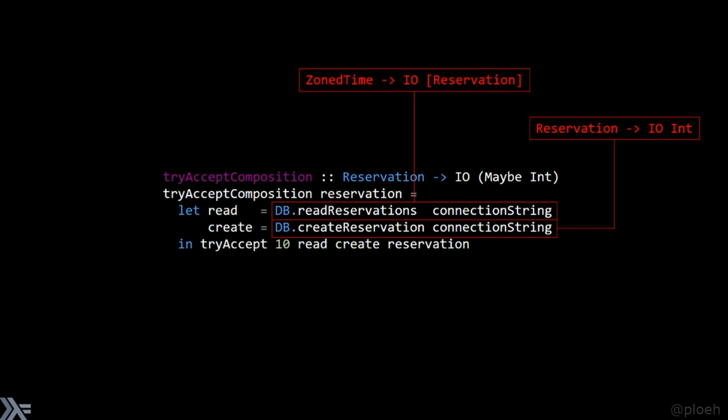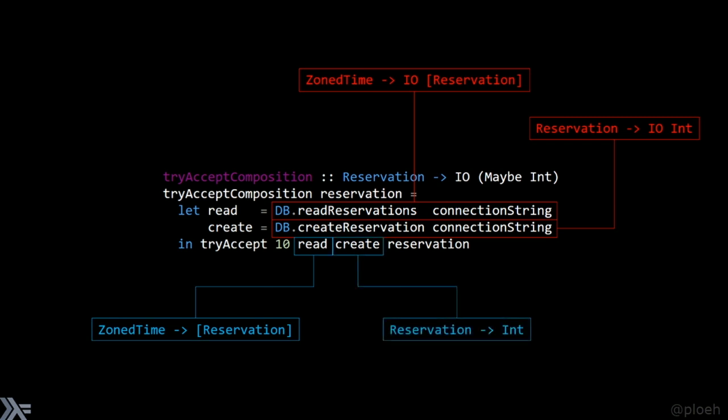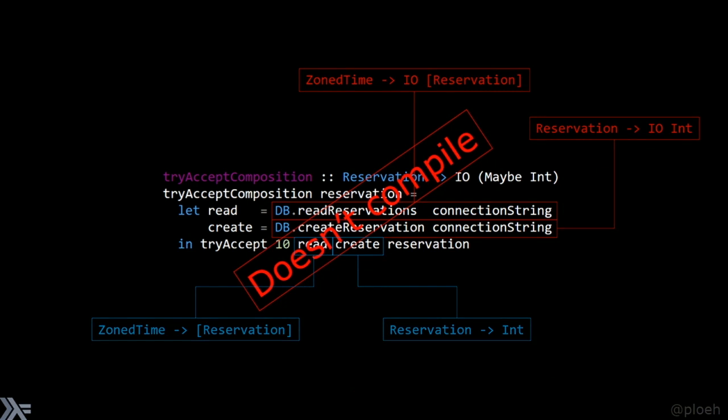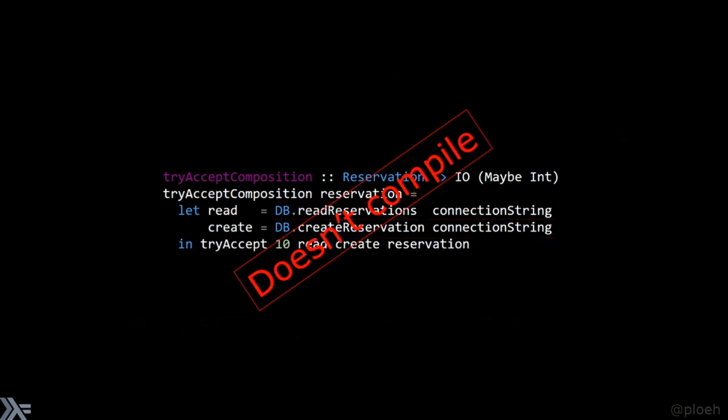But if you recall, and you probably don't, so I'll help you here, read ought to have the type ZonedTime to list of Reservation. Create had to have the type Reservation to Int. These types are not the same. A reservation list is not the same as an IO reservation list. These are different types. And you can't really reconcile those two things. This doesn't compile. It doesn't compile exactly for the reason that I told you, that you can't pass an impure function to a pure function, because that would make it impure as well. And Haskell enforces that rule.